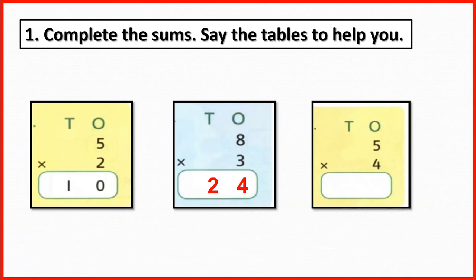Now 5 4s are 20. In 20 there are 2 tens and 0 ones. So we write 0 in one's column and write 2 tens in 10's column. Now 9 2s are 18. There are 1 ten and 8 ones in 18. So here is 8 in one's column and 1 ten in 10's column.